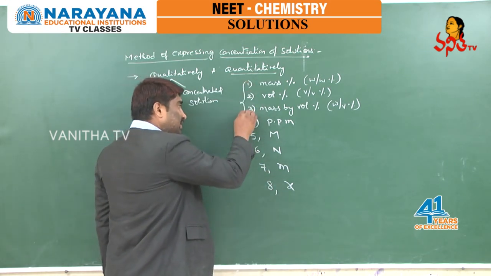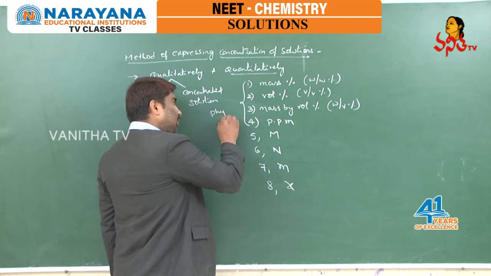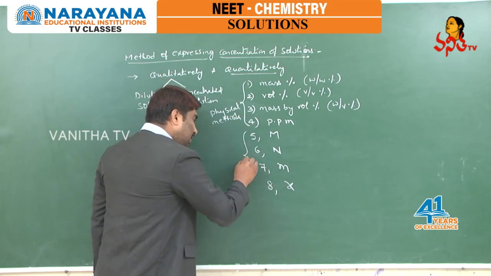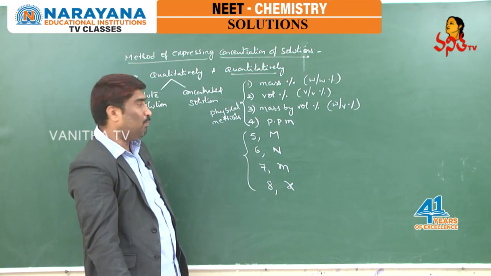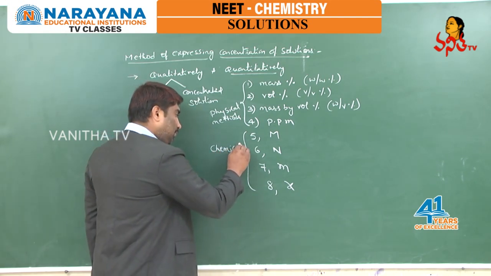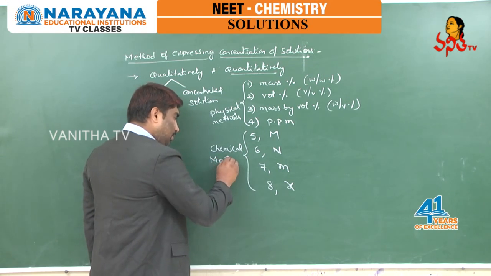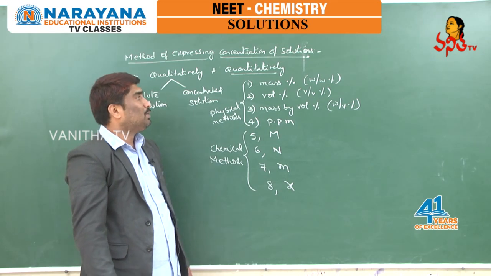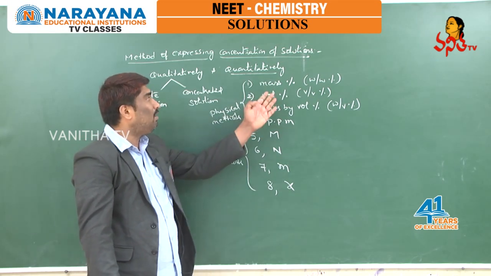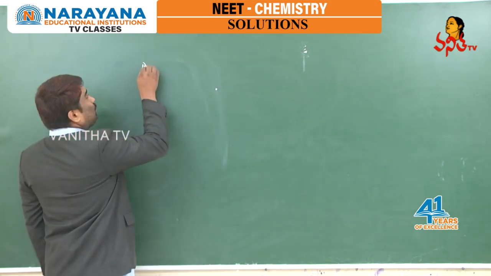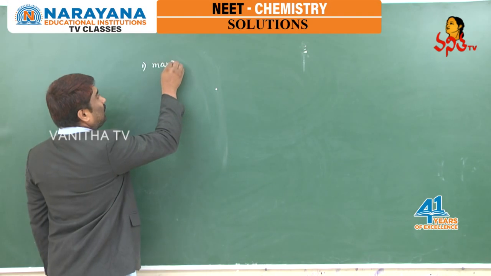The first four methods are physical methods to express the concentration of solutions. Whereas molarity, normality, molality and mole fraction are said to be chemical methods. So one by one we will discuss all these methods of expression of concentration quantitatively. First one, mass percentage.